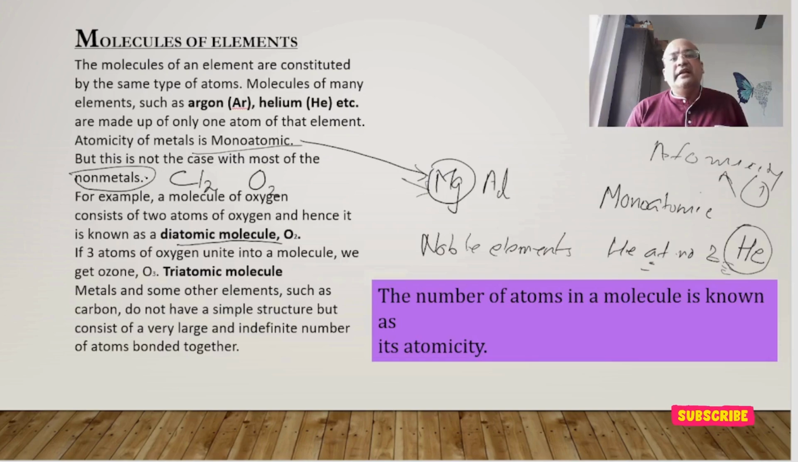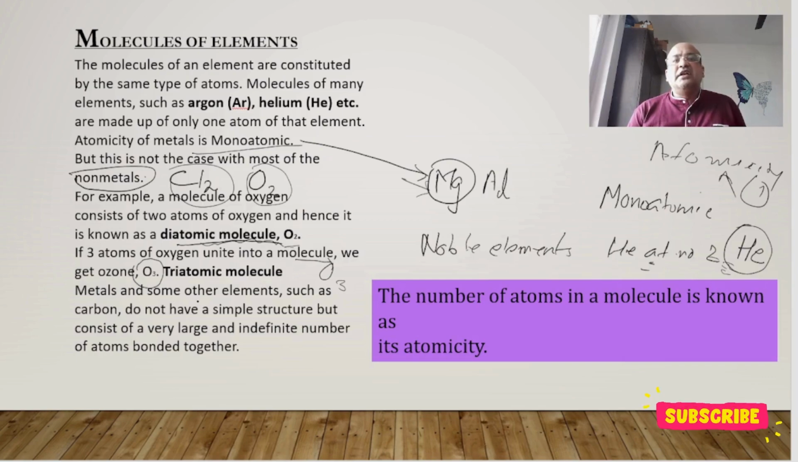But in the case of non-metals, you'll see chlorine is there, then oxygen is there, right? In that case, a molecule of oxygen consists of two atoms of oxygen. Therefore, it is known as a diatomic molecule. That is O2 what we write. If three atoms of oxygen come together to form a molecule, as in the case of ozone, O3, it is triatomic in nature.